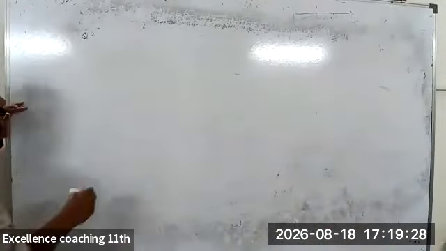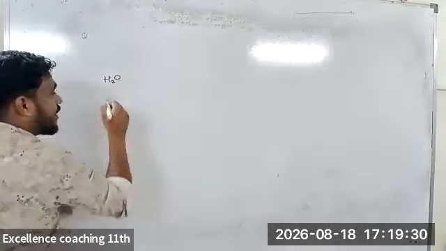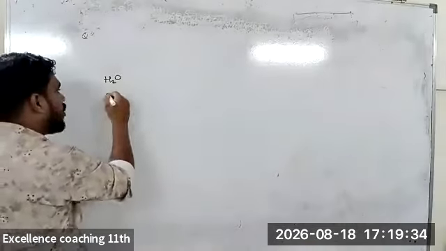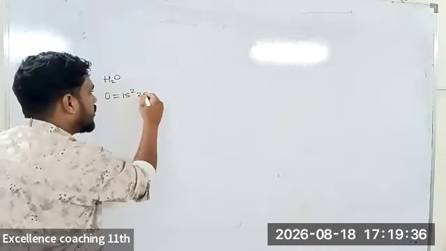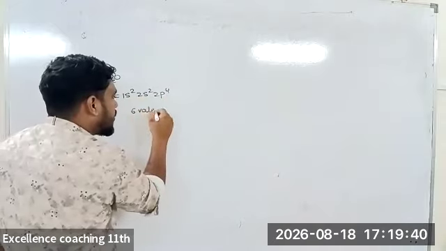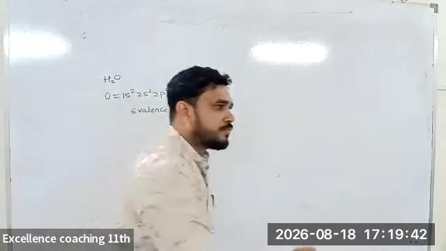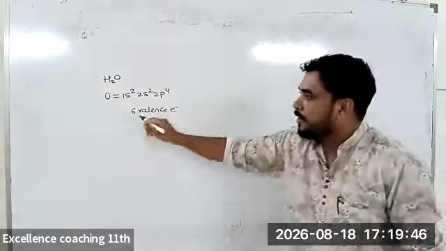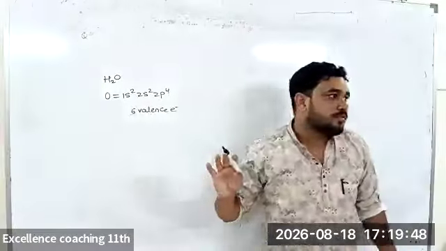Topic 2, sir. Okay, the next example is given as H2O. First thing, the central atom is oxygen. Electronic configuration 2s2 2p4. How many valence electrons? 6 valence electrons. Everyone is understanding. You understood how I got these 6 valence electrons?